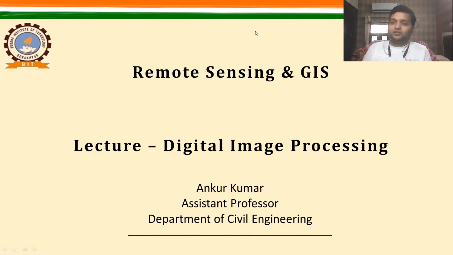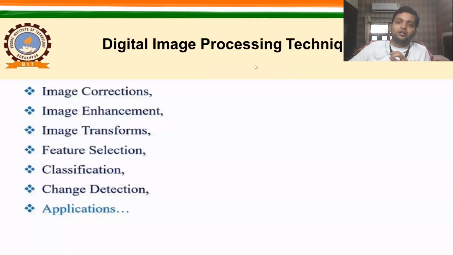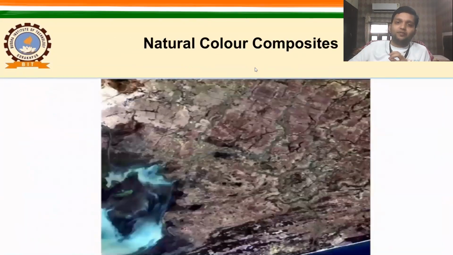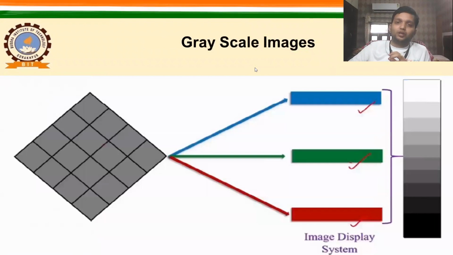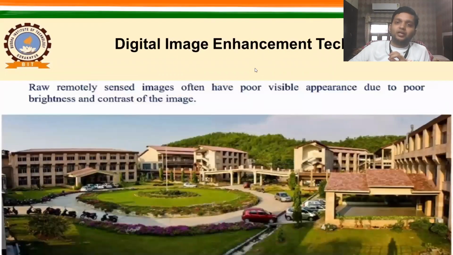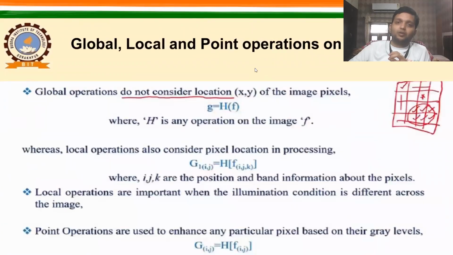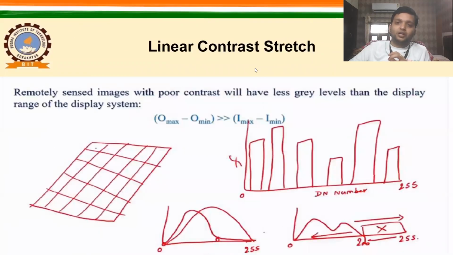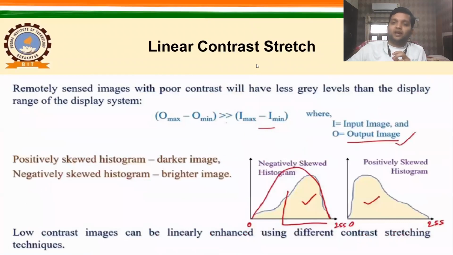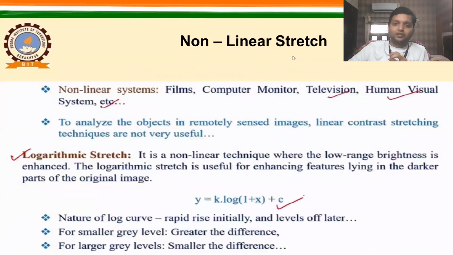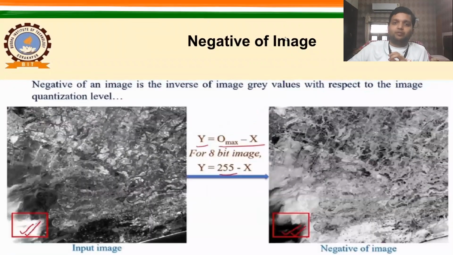In the previous lecture, that is part one of the digital image processing module of remote sensing and GIS, we have seen up to the contrast technique. We have gone through natural color composite, grayscale images, then digital image enhancement techniques, contrast, global and local operations, linear contrast stretch, and we start with the negative image in this lecture. So let's look at the negative of the image.